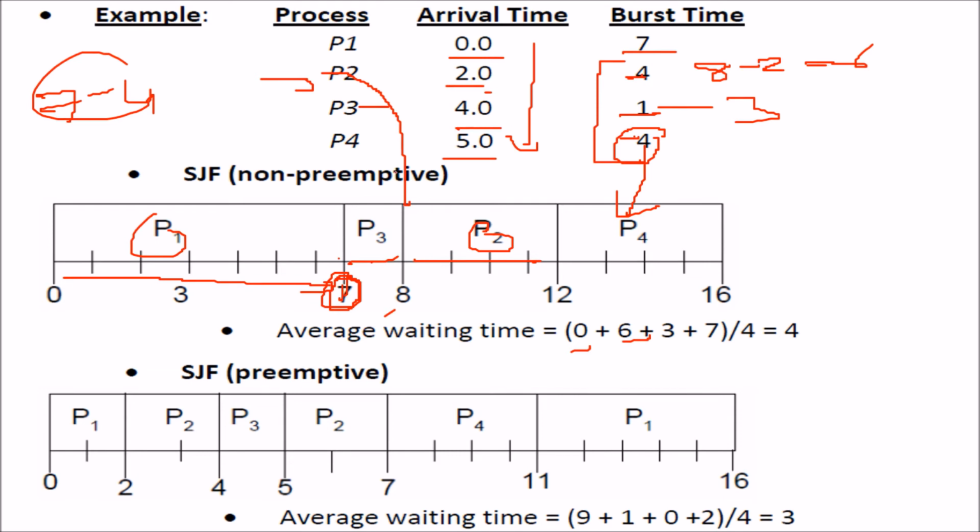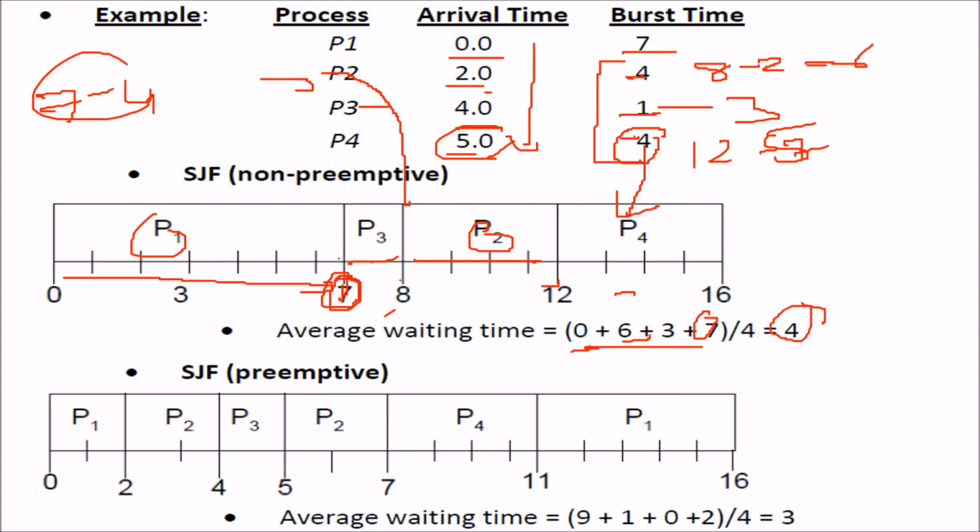How about P4? P4 has arrived at 5. P4 was taken at 12. So you have to subtract 12 minus 5, so you get 7. So these are all the times, because you have to subtract the arrival time also. So 0 plus 6 plus 3 plus 7 by 4 is 4. This is the average waiting time.